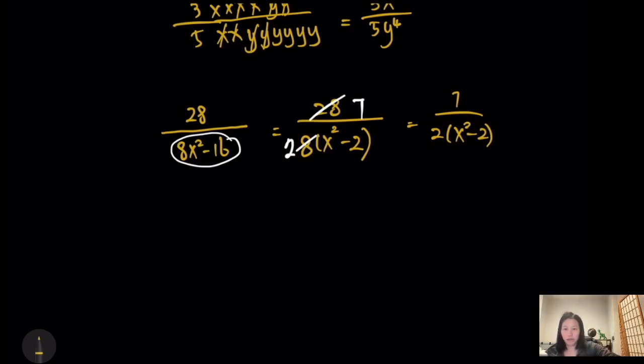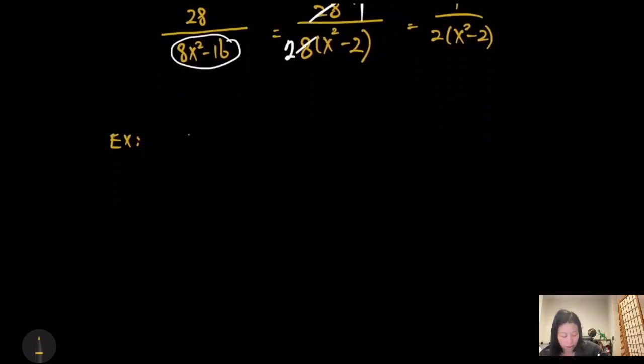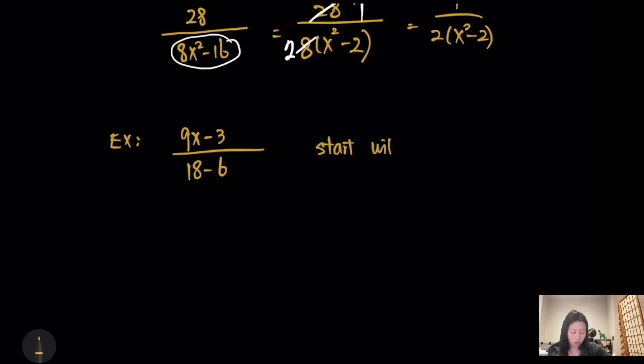Okay, let's look at another example. If I have 9x minus 3 over 18x minus 6. In this example, you will see two polynomials. It's the most common rational function you will see. The denominator and the numerator, they're both polynomials. So you always start with factoring. You want to factor both polynomials into the simplest form.